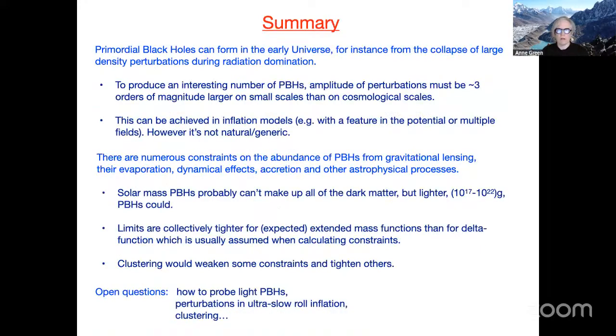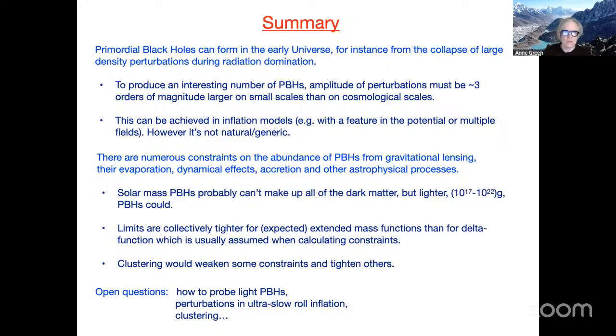So to summarize, which will hopefully leave time for questions, primordial black holes are black holes that can form in the early universe, for instance, from the collapse of large density perturbations during radiation domination. However, to produce an interesting number of primordial black holes, by which I mean a non-negligible fraction of the dark matter today, the amplitude of those perturbations must be roughly 3 orders of magnitude larger on small scales than the measured value on cosmological scales. This can be achieved in inflation models, for instance, with a feature in the potential or with multiple fields. However, it's not a natural or generic feature of inflation.